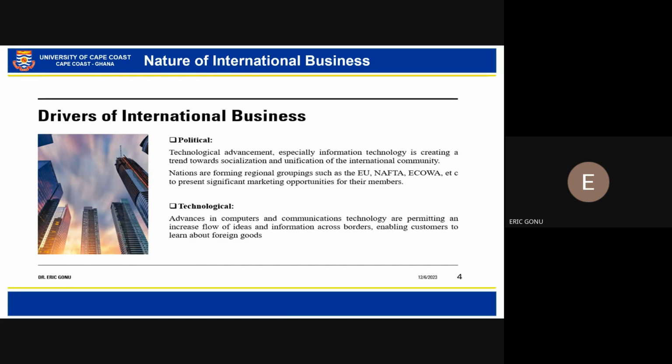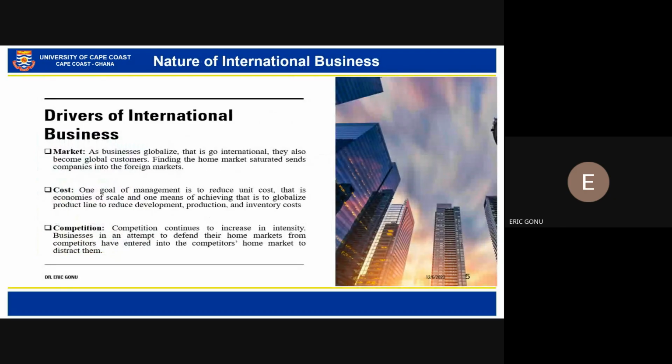They have technology. So it's advances in computers and communication technology that are permitting an increased flow of ideas and information across borders, enabling customers to learn about foreign goods and services. That's the second. Then you have market. The businesses that globalized, that is, go international, they also become global customers. So they are global. As we sit here, are you not buying items from China, US, UK? It's because of technology, and now we become part of the global customers.